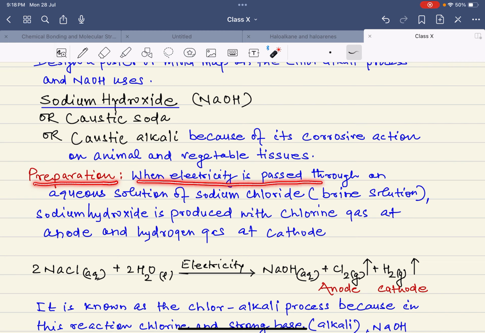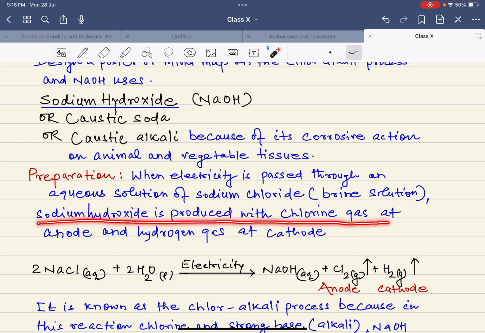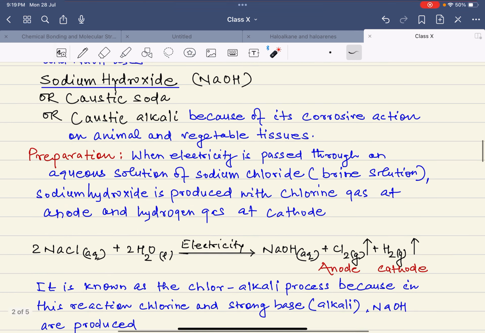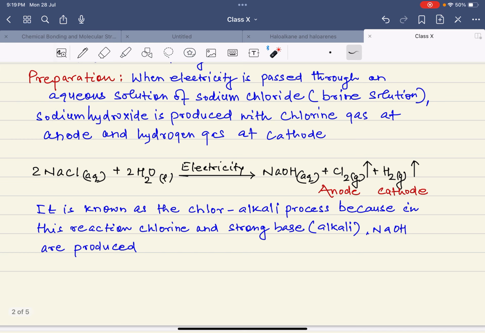First of all, we know the preparation. When electricity is passed through an aqueous solution of sodium chloride, which is also known as brine solution, sodium hydroxide is produced. Brine solution means NaCl dissolved in water, that is aqueous solution. Aqueous solution means any substance dissolved in water. So, aqueous solution of sodium chloride is known as brine solution. Sodium hydroxide is produced with chlorine gas at anode and hydrogen gas at cathode. In this reaction, chlorine gas evolved at anode.